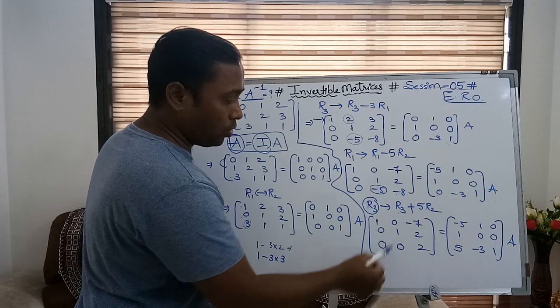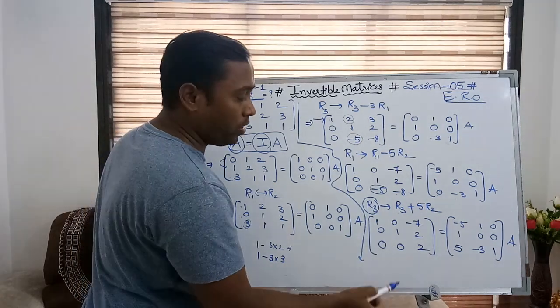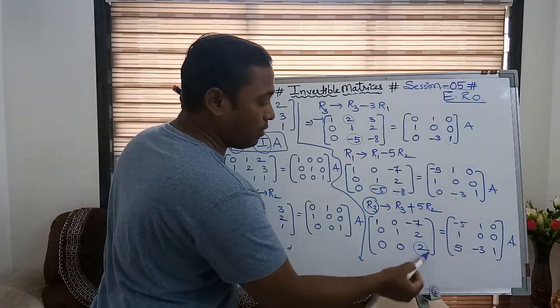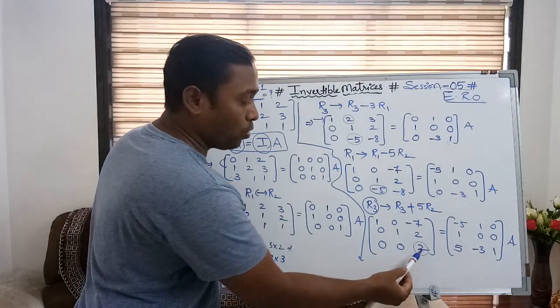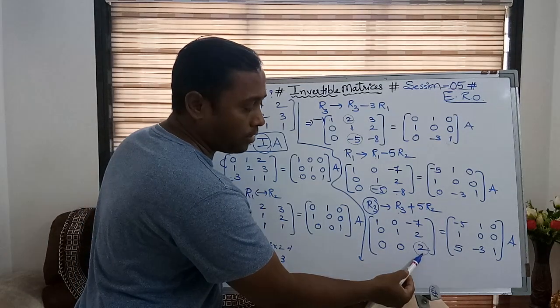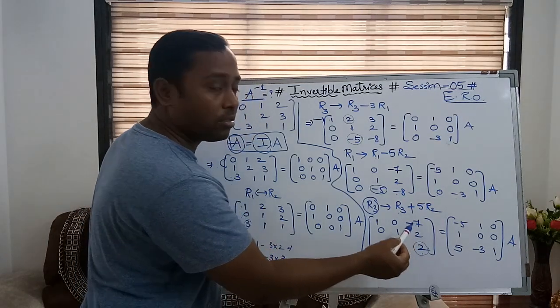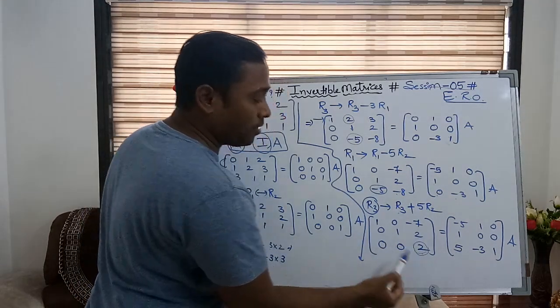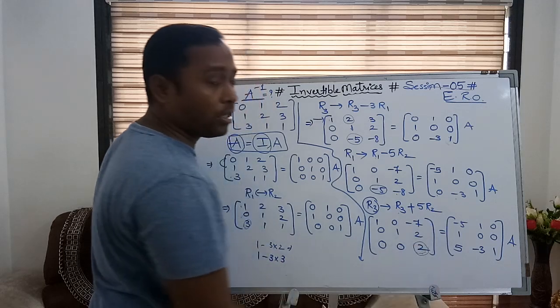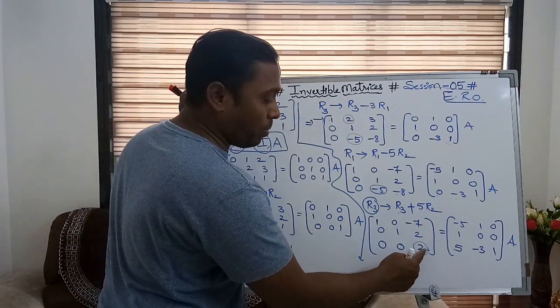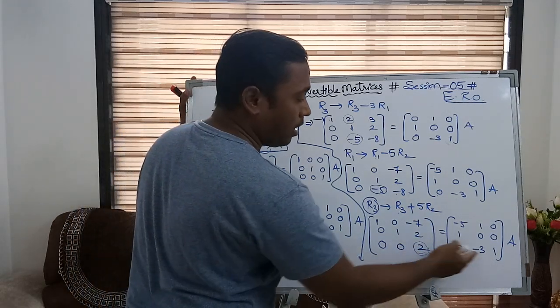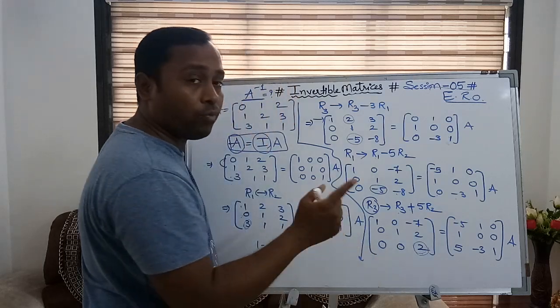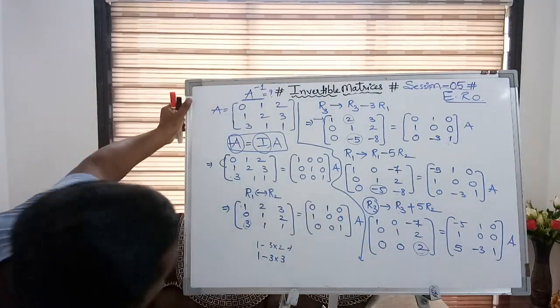So I got 2 columns here. Now what is my target? How to get 1 over here? To get 1 in R3, first I will make 1, then I will make 0. So that is my process here. To get 1, simply divide the entire row with that quantity. Here we have 2, so to make it 1, we are going to divide the entire row with 2 only.